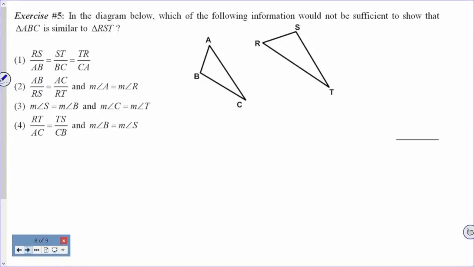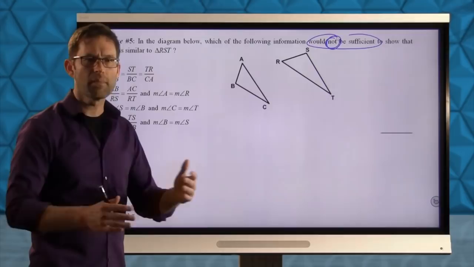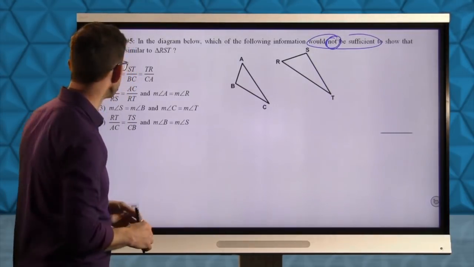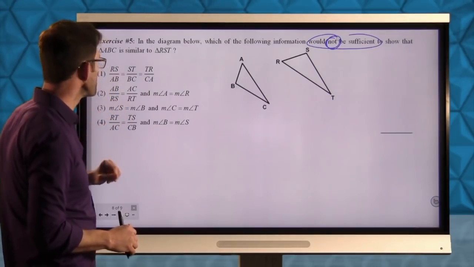Exercise 5 says, in the diagram below, which of the following information would not be sufficient to show that ABC is similar to RST? I might have to do some work with different colored pens and things like that, because it's kind of nice. So let's take a look at choice 1.